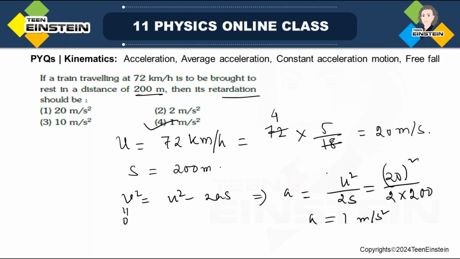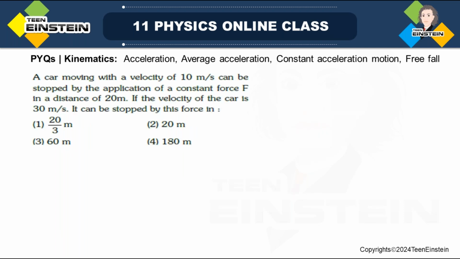Okay. Now let us go to the next problem. So what is this problem saying? This problem is saying that a car moving with a velocity of 10 meter per second can be stopped by application of force F in a distance of this much meter. If the velocity of the car is 30 meter per second, it can be stopped by the force in how much distance?